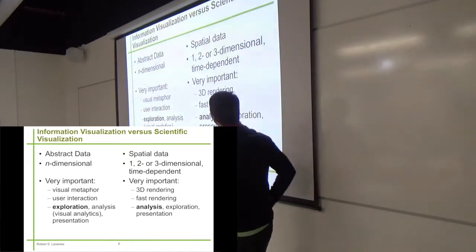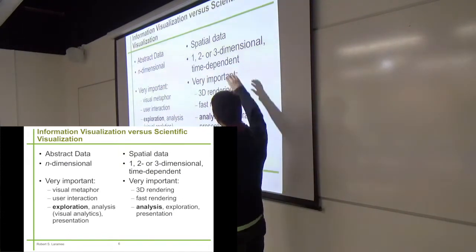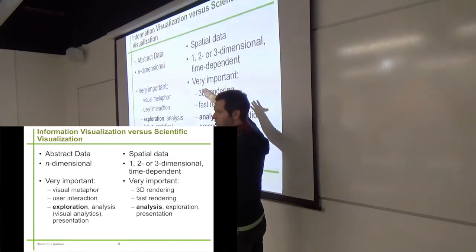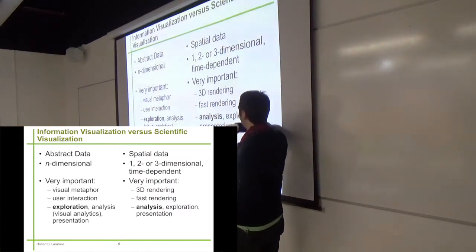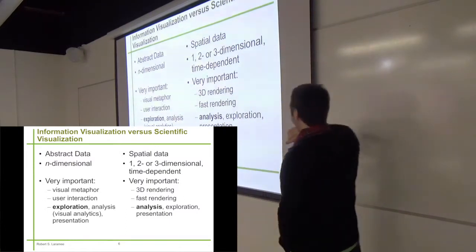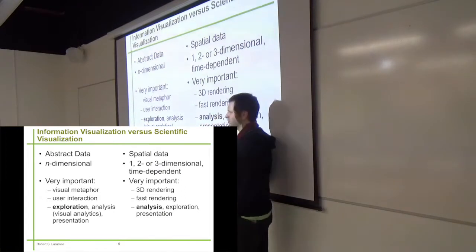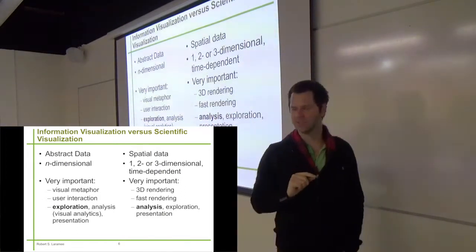In the scientific visualization context, we're looking at spatial data, right? It's usually 1, 2, 3, 4 dimensions. And the very important aspects are how do we project 3D data onto a 2D space? How can we do that very fast? And often the focus is on analysis, and that means to confirm or refute a hypothesis.